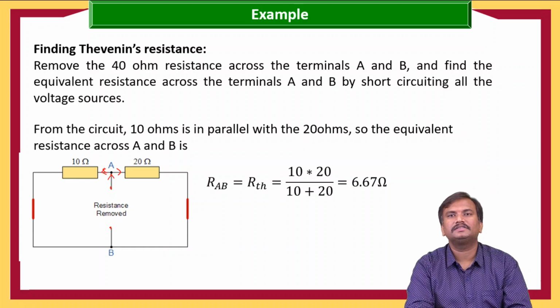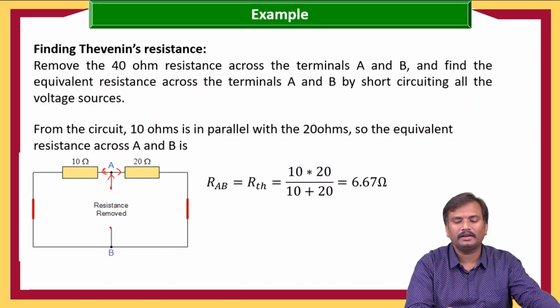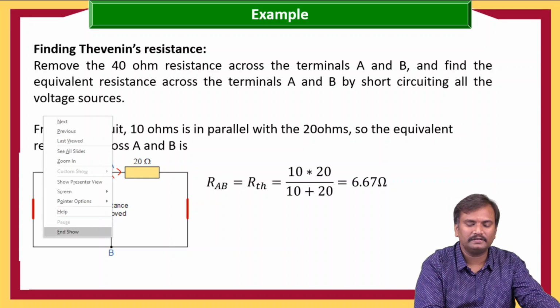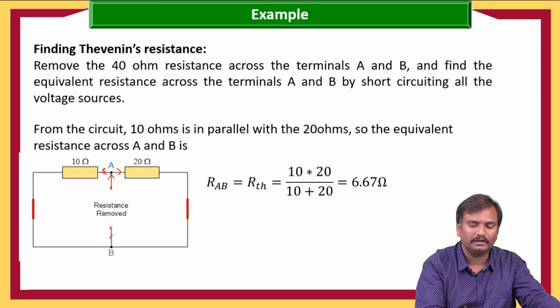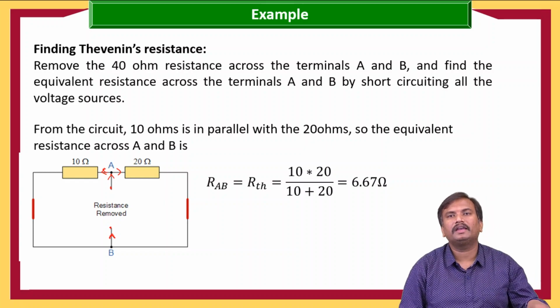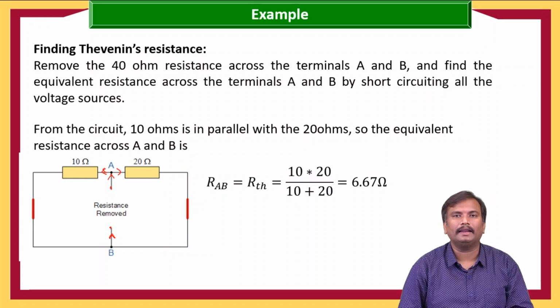When the current divides, we can say that they may be in parallel, and we need to check whether the final current will be the same or not. We need to check the final current, whatever current is entering the B terminal. So we can say that both 10 ohms and 20 ohms are connected in parallel.